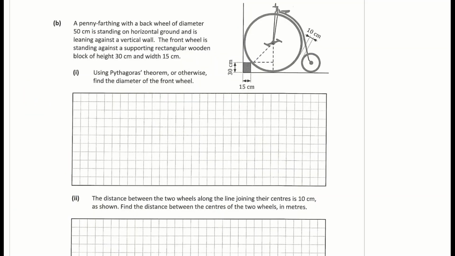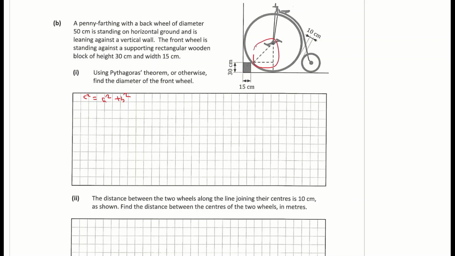B part 1. A penny farthing with a back wheel of diameter 50 centimeters is standing on horizontal ground and is leaning against a vertical wall. The front wheel is standing against a supporting rectangular wooden block of height 30 centimeters and width 15 centimeters. Use Pythagoras' theorem, or otherwise, find the diameter of the front wheel. I am going to use Pythagoras' theorem, which is given as c² = a² + b². Let's try to find our c, a and b here.